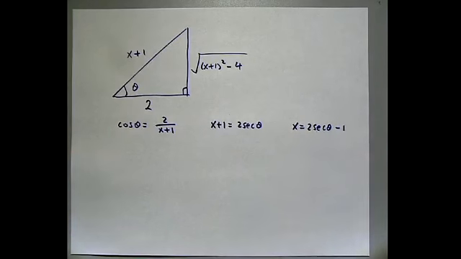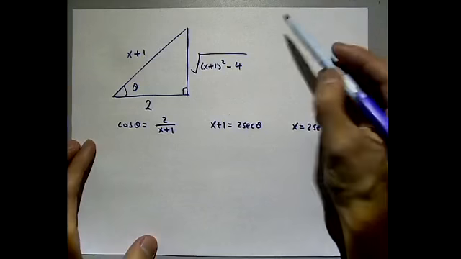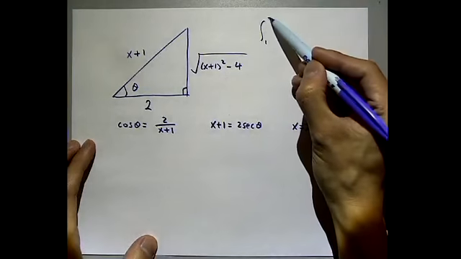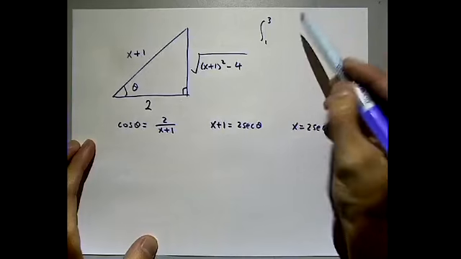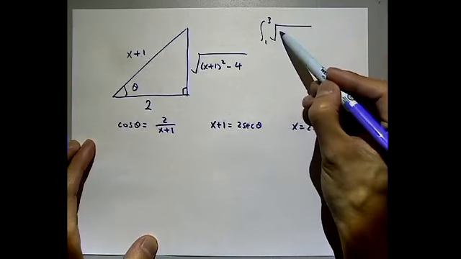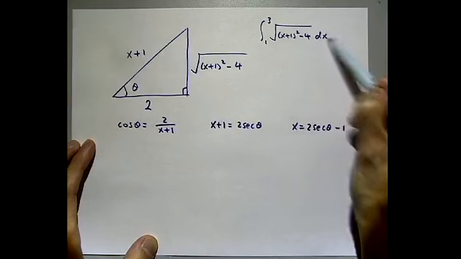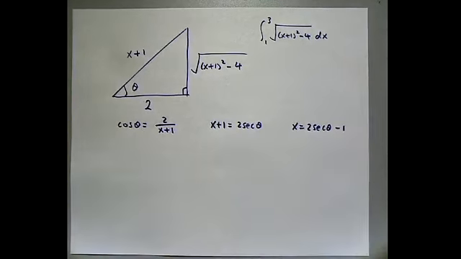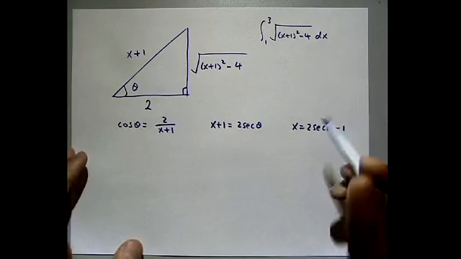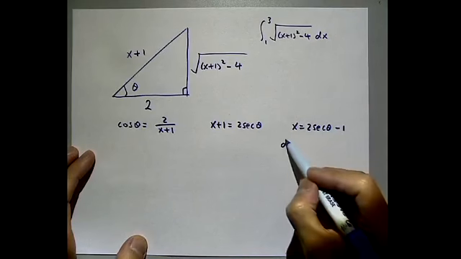Here we related x to theta by using secant. So we have x is equal to 2 secant theta minus 1. And the integration I'm trying to do, let me bring it back here. Okay, so that's the problem we're trying to solve. We need to account for dx. Since we know what x is, we can get dx by differentiating that.